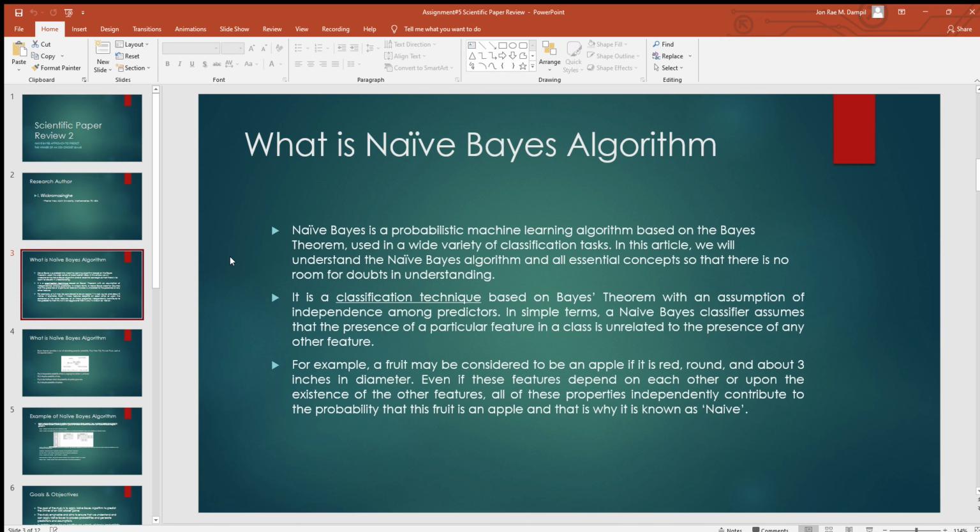So the naive-Bayes algorithm is a probabilistic machine learning algorithm based on the Bayes theorem used in a wide variety of classification tasks. In this article, we will understand the naive-Bayes algorithm and all essential concepts so that there's no room for doubt and misunderstanding. So technically, it is a classification technique based on the Bayes theorem with an assumption of independence among predictors. In simple terms, a naive-Bayes classifier assumes that the presence of a particular feature in a class is unrelated to the presence of any other feature.